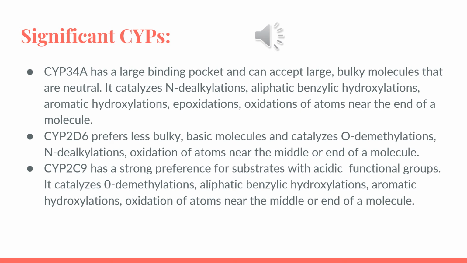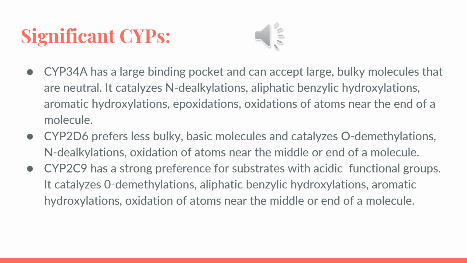And in the previous slide, I mentioned why oxidation is mainly made near the end or in the middle of the molecule. This is because this part of the molecule is easily accessible to the CYP for that molecule to be metabolized. However, if that atom is at the beginning of the molecule, then it would be very hard for that part of the molecule to attach to the CYP enzyme.